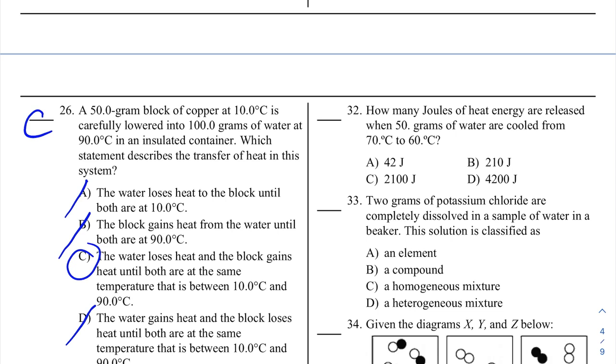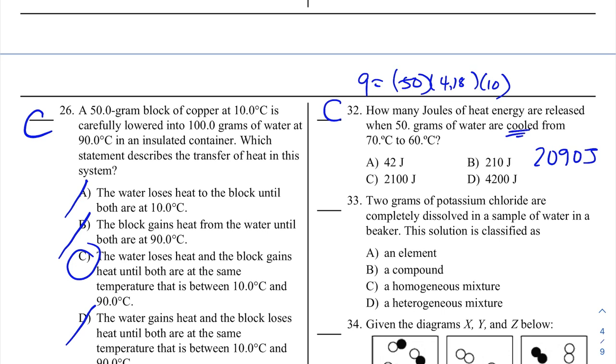How many joules of heat are released when 50 grams of water are cooled? Okay, so Q equals MC delta T. Q equals 50 times 4.18, T final minus T initial. So technically you would have negative 10, but we're going to account for that by the fact that it says it's cooled. So the difference would be 10. So we have 50 times 4.18 times 10. 2,090 joules. That's not exactly there, but 2,100 is. So it looks like they're rounding to 2 sig figs.